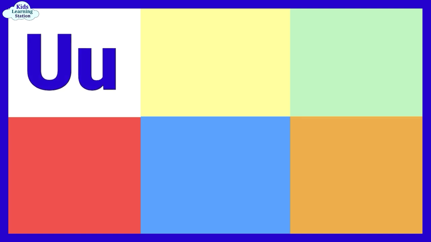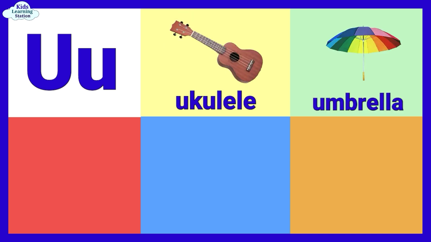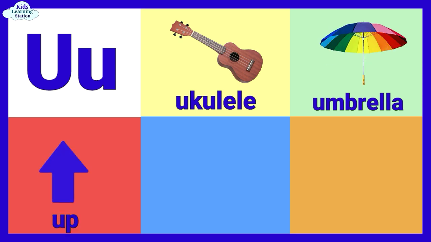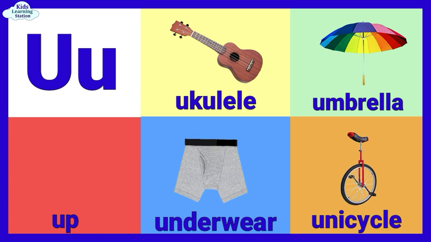U is for ukulele. Ukulele. Umbrella. Up. Underwear. Unicycle.